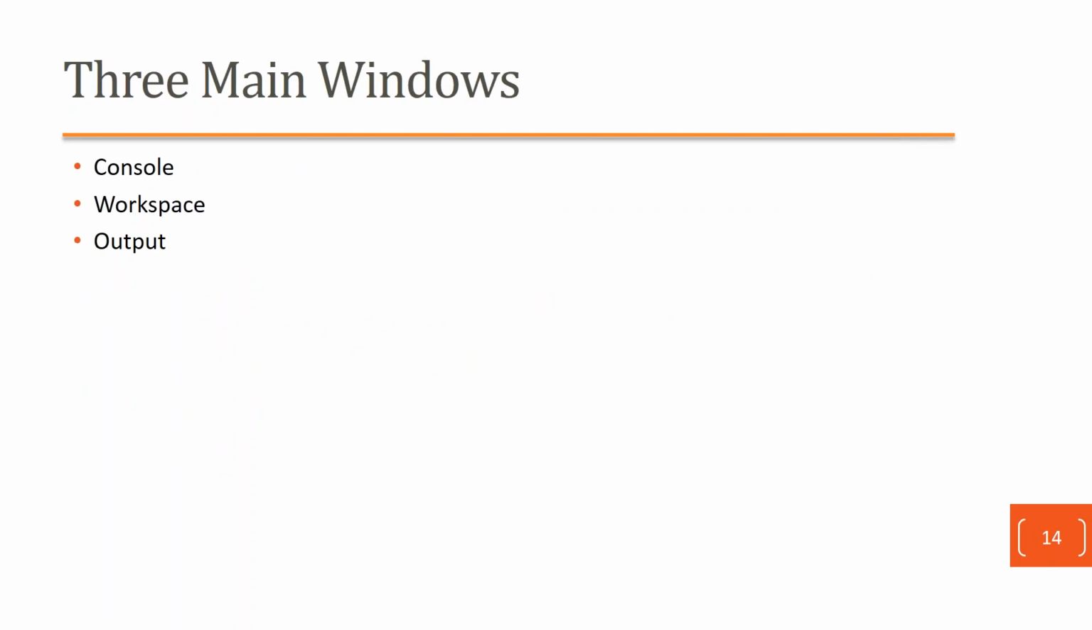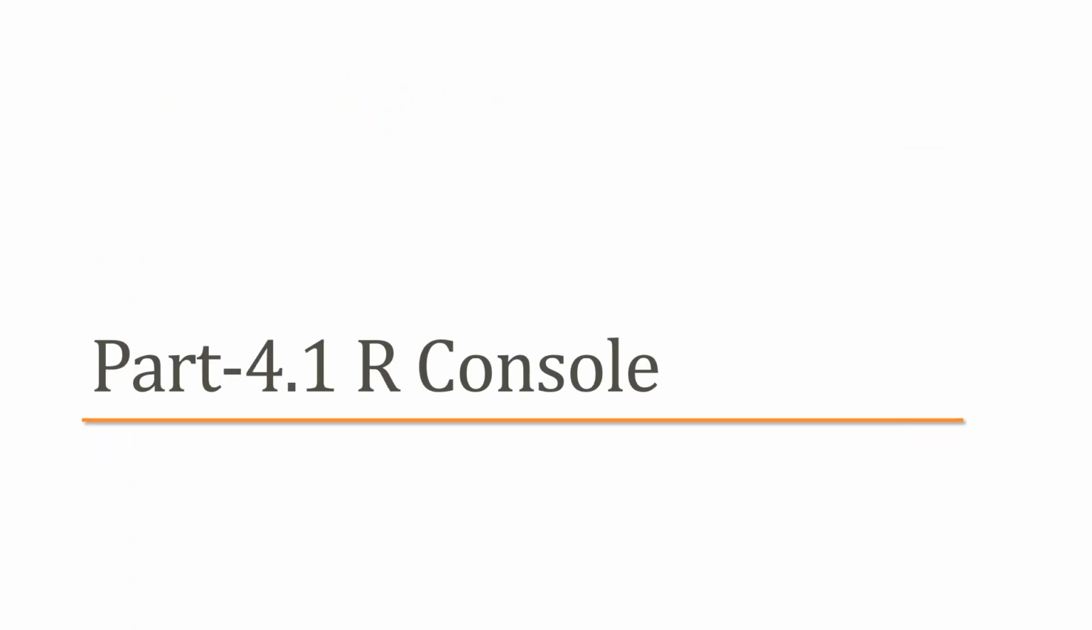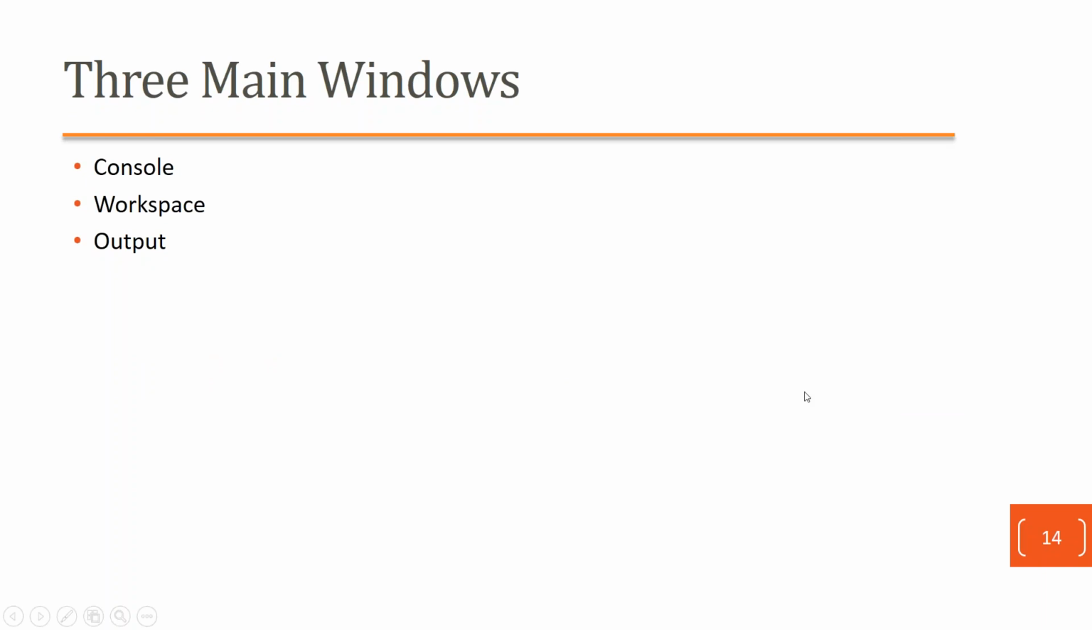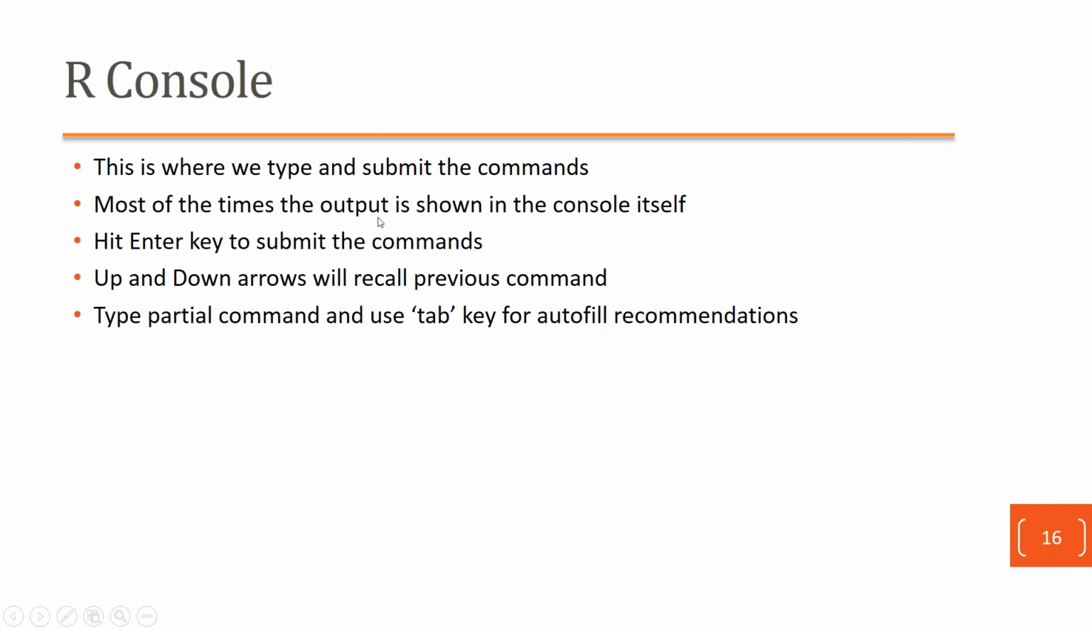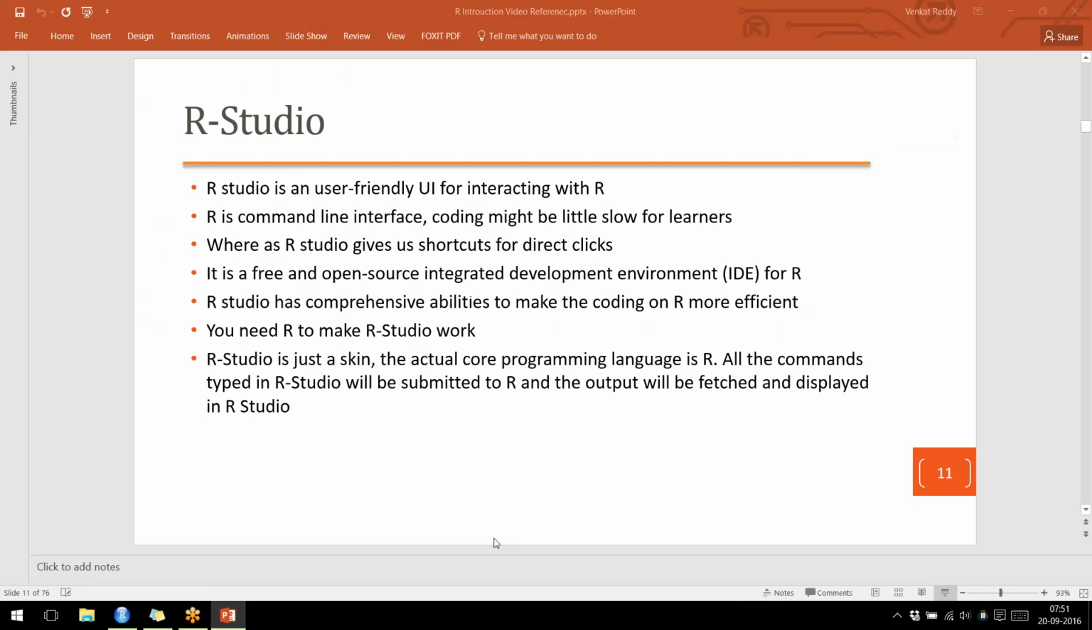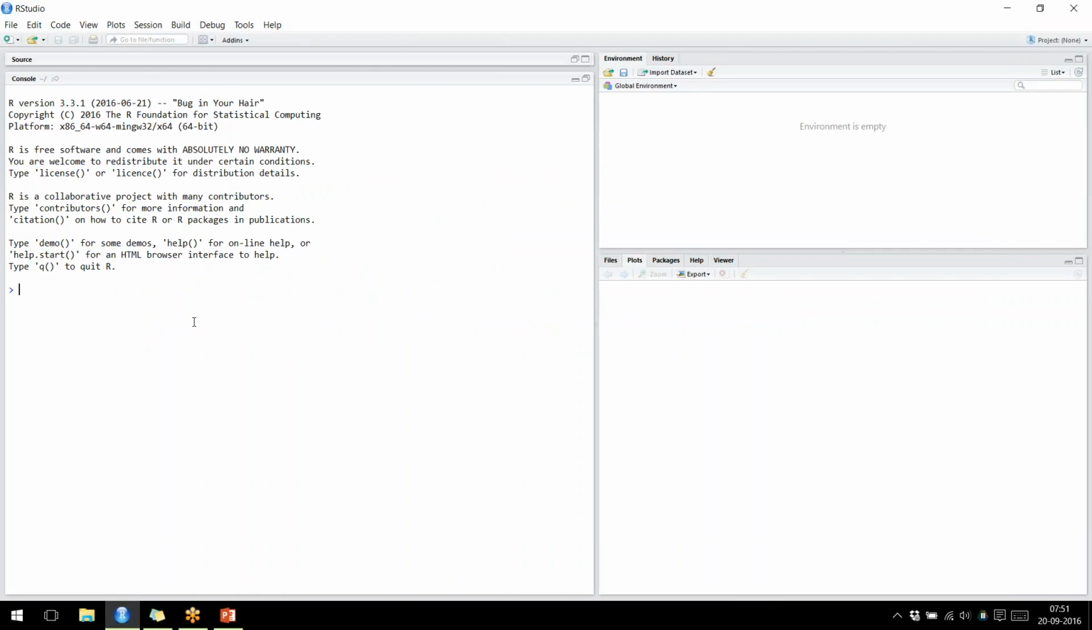R has three main windows: console, workspace, and output. So now everybody open RStudio. Open RStudio on your system and then you will see the console. This is what the console is. Here is where you write the R code. You submit the code here, and if there are any errors, they will be shown here. So this is the console.